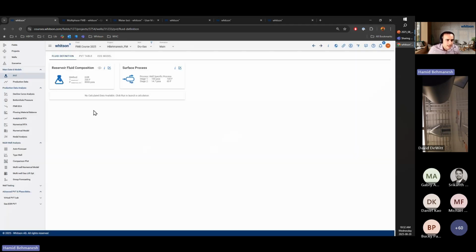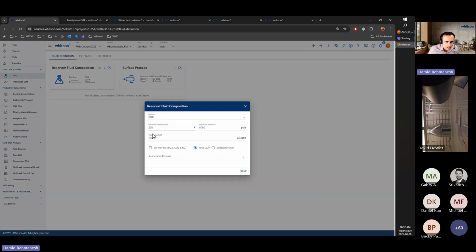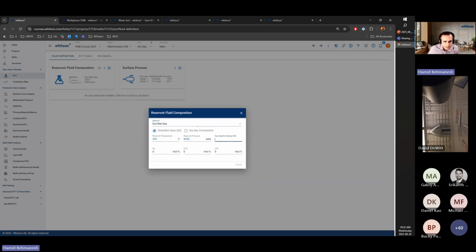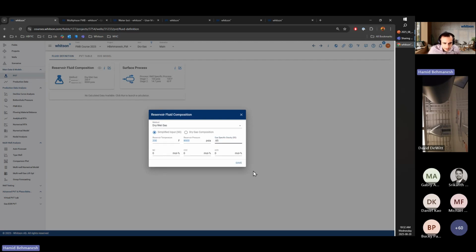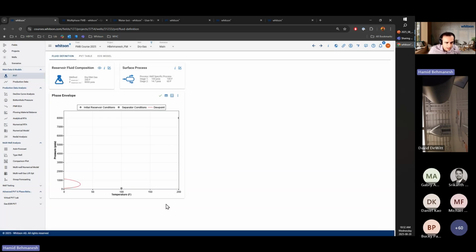And for the dry gas, the only difference would be the fluid properties, right? So the method of initialization of PVT, instead of GOR, would be dry gas. And we need to specify gas specific gravity, in this case 65, and save it. And PVT is initialized. See, the phase envelope is very small, but we are operating at this pressure and temperature, so we won't be able to hit this phase envelope. So we're gonna stay single phase in the reservoir.